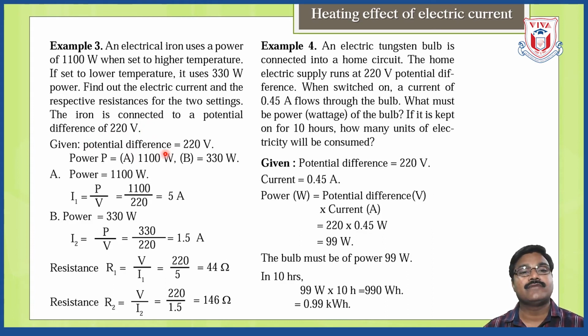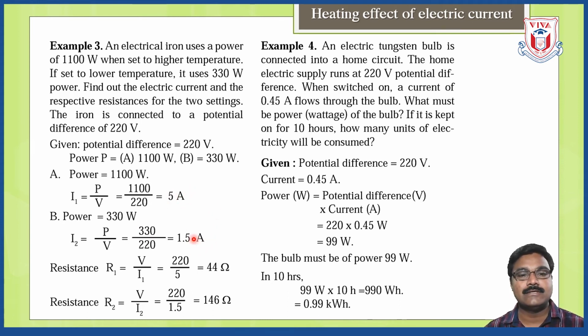Now potential difference is 220 volt. Let us consider two powers A and B. For power 1100 watt, I1 is equal to P upon V is equal to 1100 upon 220. Therefore the value of I1 is 5 ampere, and for 330 watt I2 will be equal to P upon V. Value of P is 330 upon 220 is equal to 1.5 ampere.